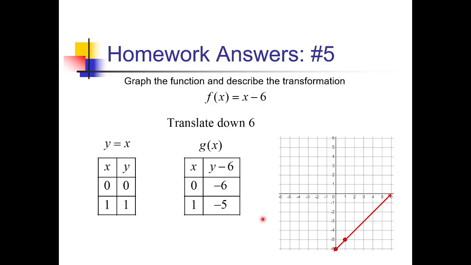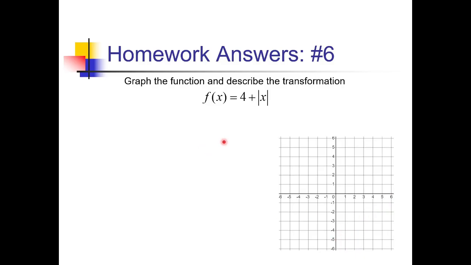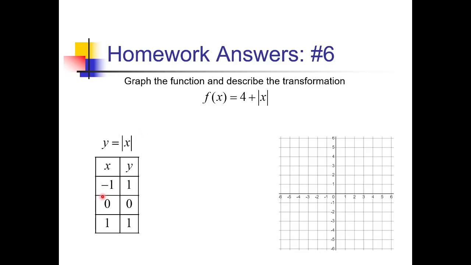For this problem, we're trying to graph and describe the transformation for 4 plus absolute value of x. Well, this is absolute value, so using the absolute value parent function is a good way to start, and that has the 3 points negative 1, 1, 0, 0, and 1, 1. Now, in terms of transformations, this is really like having absolute value of x plus 4. It's the same thing. So since it's outside and we're adding 4, this is going to be a vertical shift of up 4. So we're translating up 4.